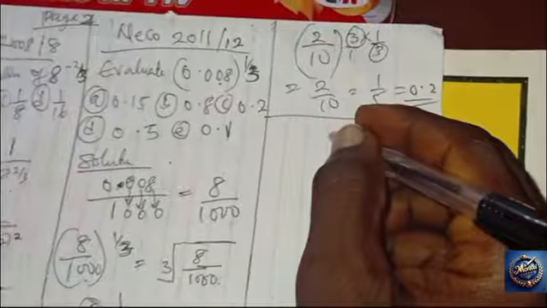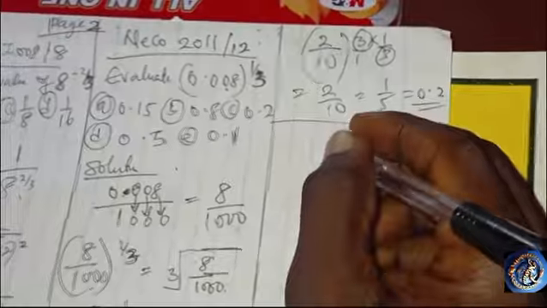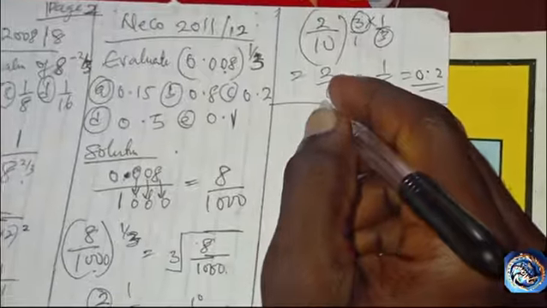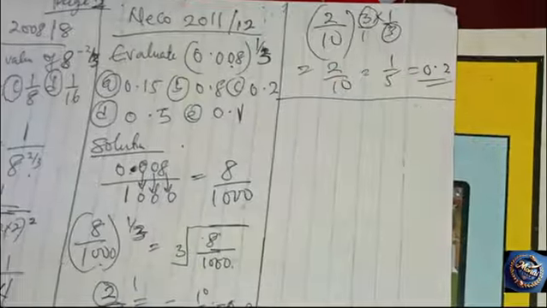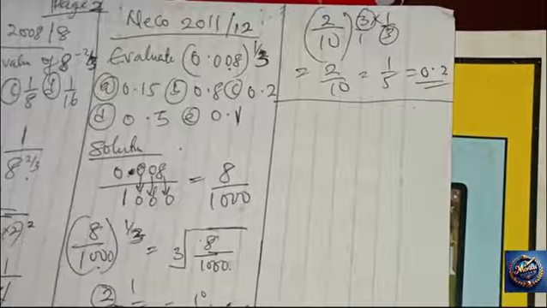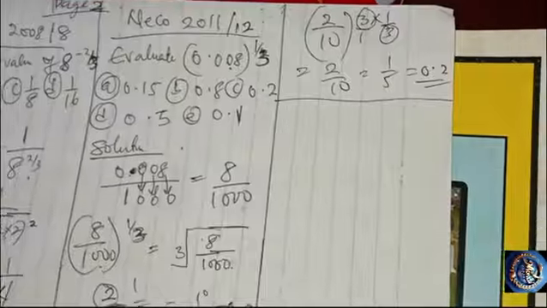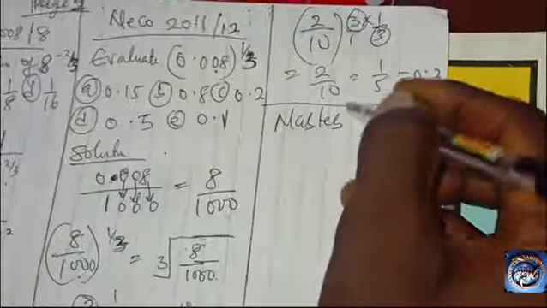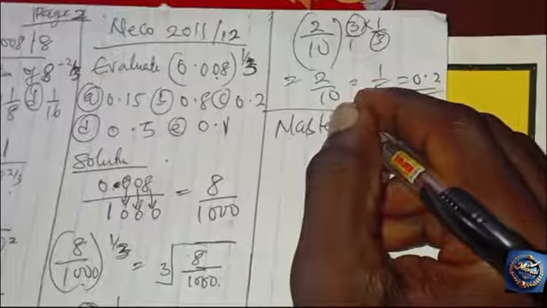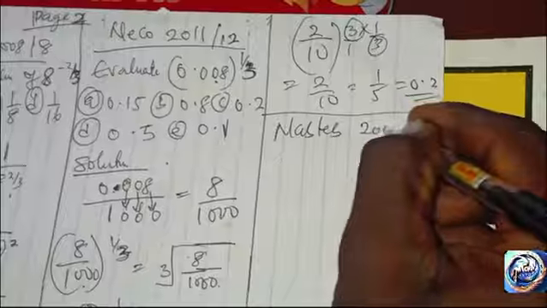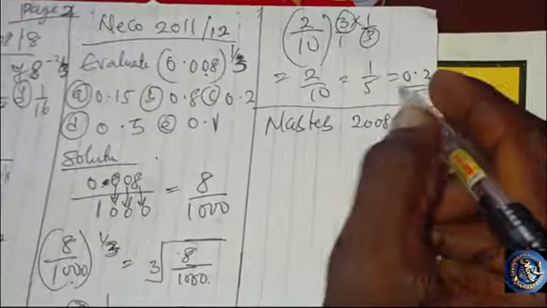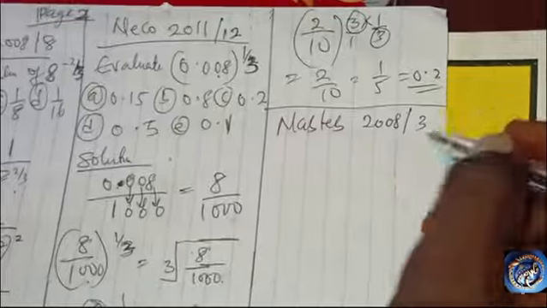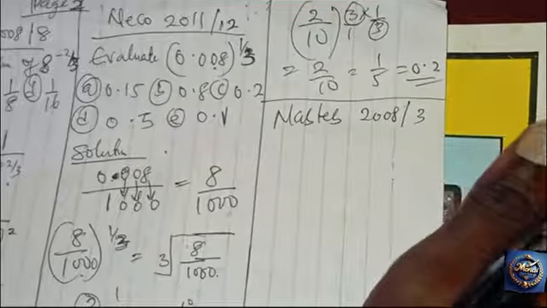So I'll take the next question, which is NAPTEP again. I'm going to take NAPTEP. I didn't have a WAEC question here. Okay, I'll tell you when I get a WAEC question. Okay, we have NAPTEP again. That one is taken from 2008, number 3. So it's a NAPTEP question, November 2008.